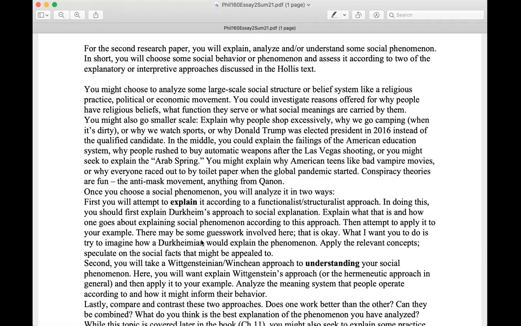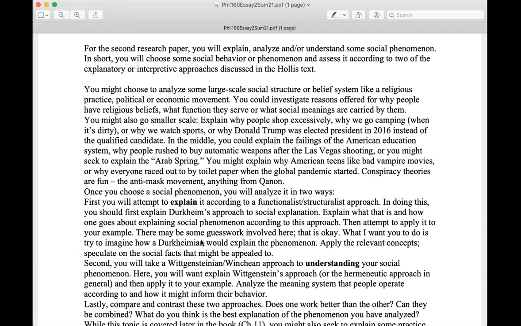What I want to see is that you explain to me Durkheim's approach accurately and that you apply it in some convincing way, as if you know how it's supposed to work. Whether you get the same answer I would get or not, it does not matter. I just want to see you apply Durkheim's method as Durkheim would apply it. So you'll produce, according to Durkheim, an explanation for your social phenomenon or your social behavior.